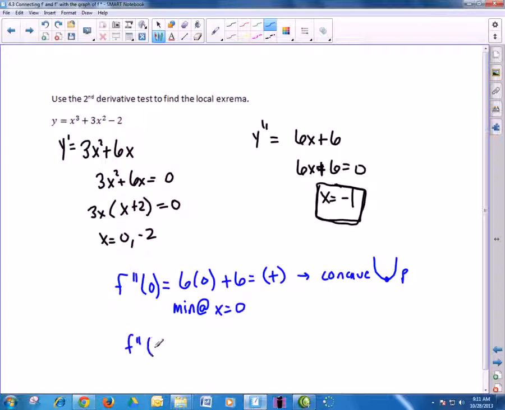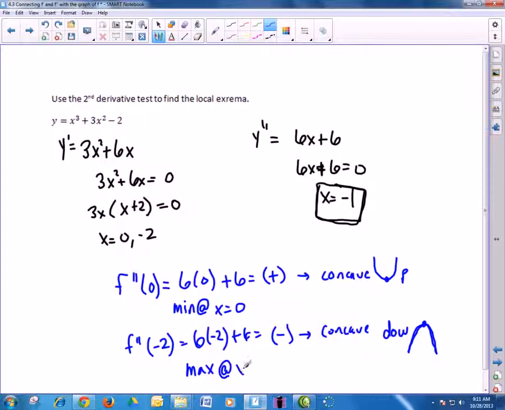Second derivative at this critical point would be 6 times negative 2 plus 6. Again, we don't care about the numerical answer, all we care about is if it's positive or negative. So we get negative, so it's concave down. Our critical point falls in a graph that looks something like that, and we know then that it's a maximum at x equals negative 2. All right, so that's what the second derivative test is.